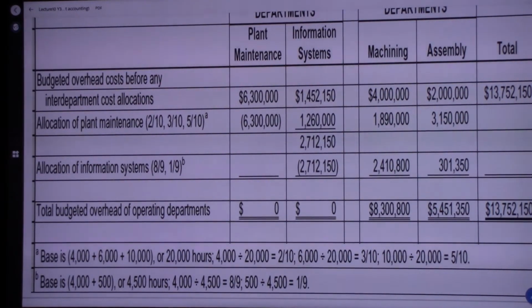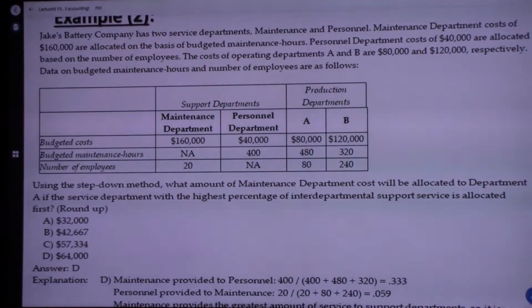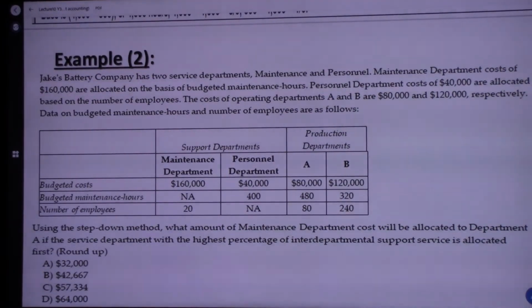Okay? So in this example, what we have done is allocating costs from supporting departments to operating departments. Let's have another example and see how to allocate costs from supporting departments to operating departments.